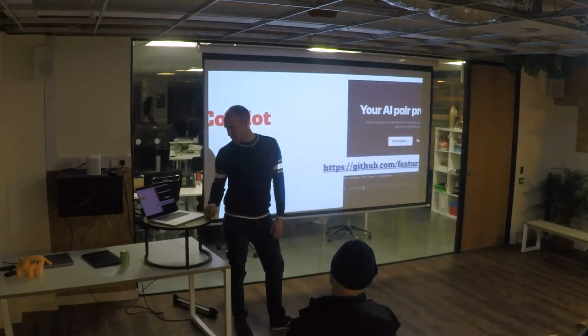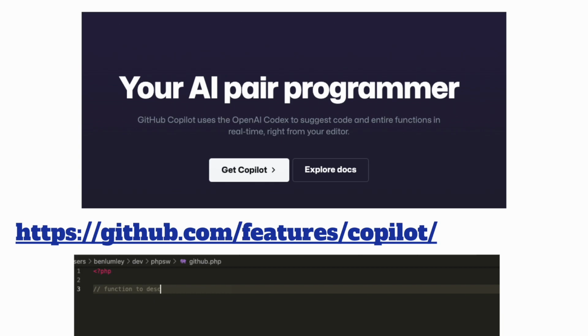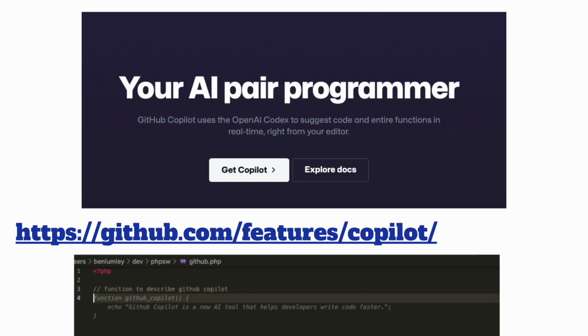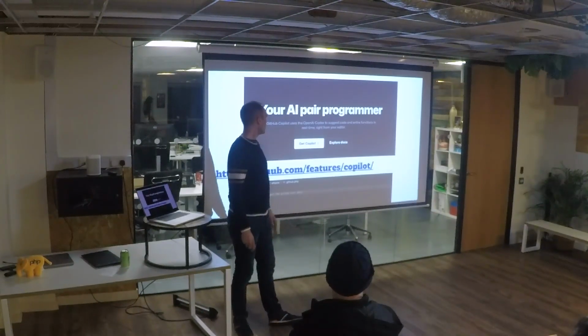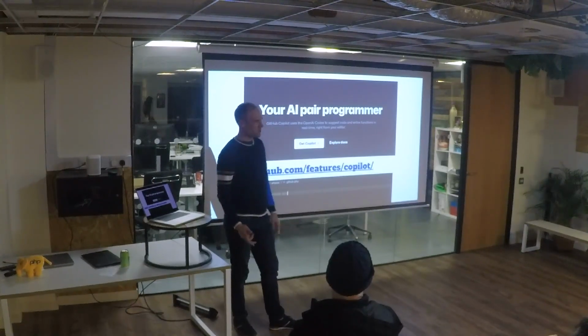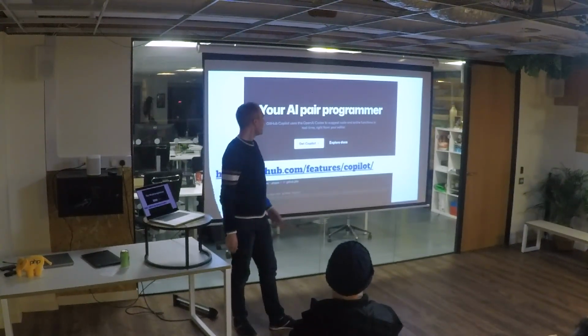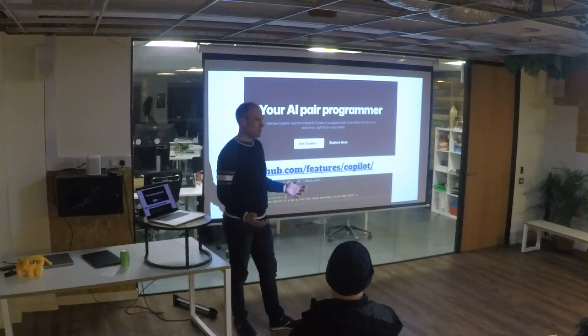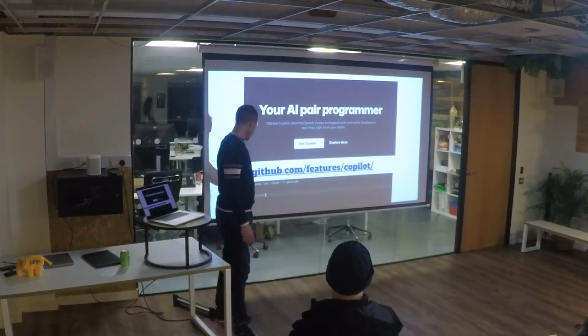What is it? Well, that's a good place to start. So this is what GitHub say. That's the product page. Your AI pair programmer. It uses OpenAI, which I think is a Microsoft thing. Microsoft own GitHub. Is that right? Yeah. It suggests stuff to you, and here's me getting Copilot to write a function to tell us what it thinks it is.